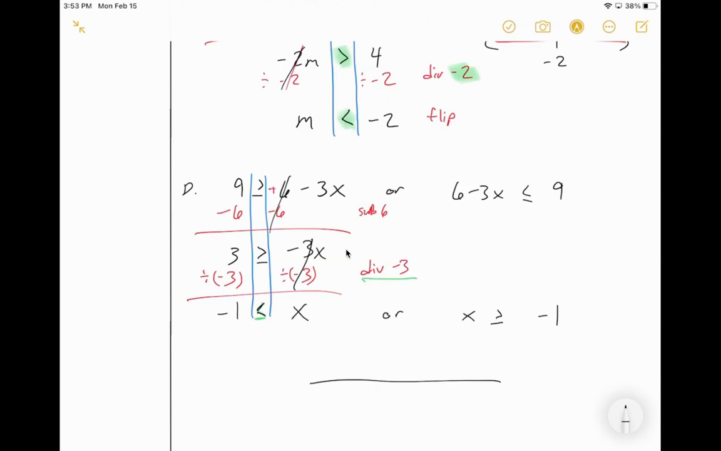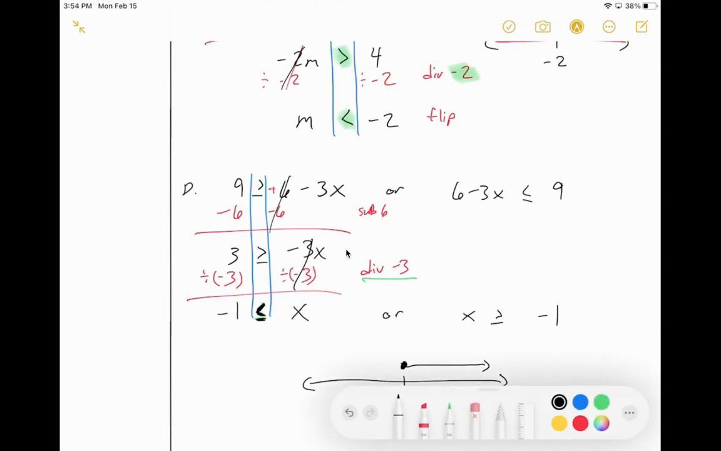If we were to graph this, here's negative 1. It's an equal to, so it's a closed dot. It's greater than, it's going to the right. Again, you have to make sure you read from the variable. A lot of people will say, well, Mr. Leung, the arrow is pointing to the left right here. So can I just go to the left? No, remember, we read from the variable. This is what's actually happening.